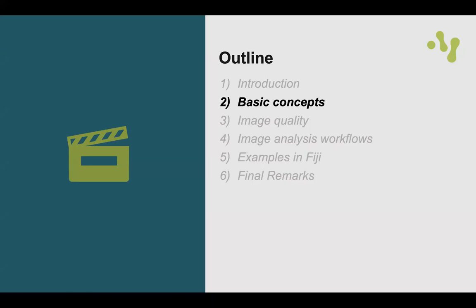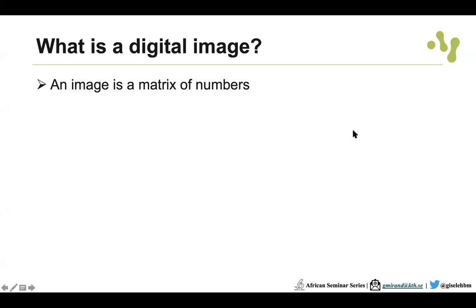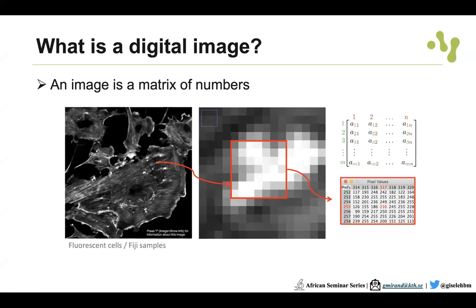fundamental part. We have a common nomenclature when we talk about image analysis workflows. We are dealing with digital images, and it's important to remember that an image can be simply defined by a matrix of numbers. If we zoom in on a specific region, we will see the pixels, or picture elements, which assume specific values. So our image is in fact a 2D matrix with a certain number of rows and columns, assuming specific values.